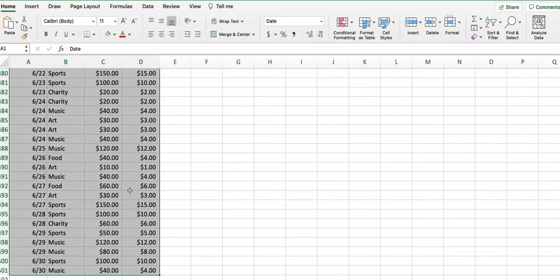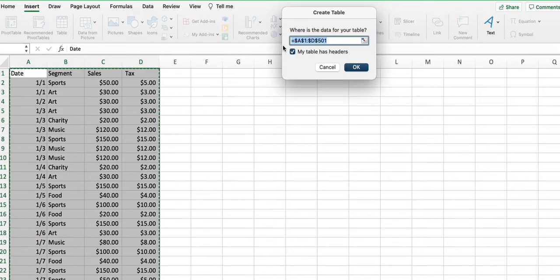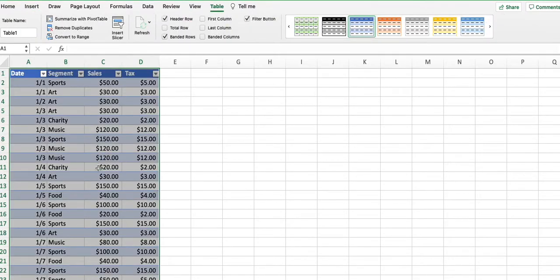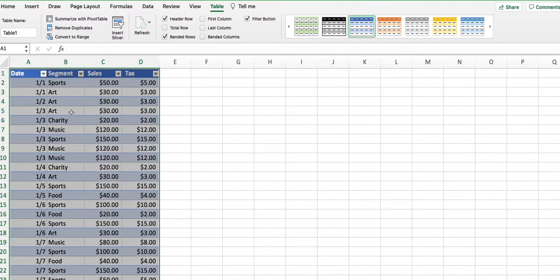So now that we've got it blocked off, I want to create a table. So I'm going to the Insert ribbon, and I'm going to click on Table. This asks me, where's the data for your table? And we've already blocked it off. My table does have headers, so I've got that checkbox, and I'm just going to say OK. And so very quickly it puts it in a table for me. Now I can go through and sort these piece by piece if I wanted to, but again, I want the spreadsheet to do all the work for me, or at least as much of the work as possible.